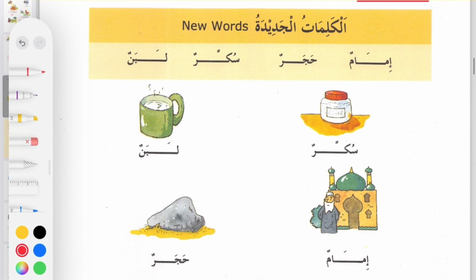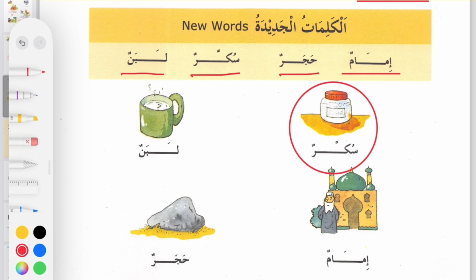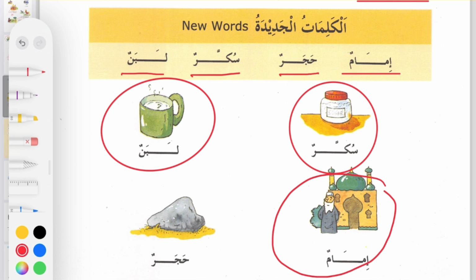And now the new words in this lesson. الكلمات الجديدة means new words. الكلمات means the words. الجديدة means the new. الكلمات الجديدة means the new words. But in English we can say new words without the. So the first one is imamun, imam, hajarun, stone, sukkar, sugar, labanun, milk. You can see this is sukkar, this is laban, this is imam, and this is hajar.